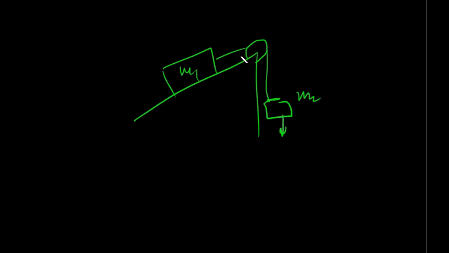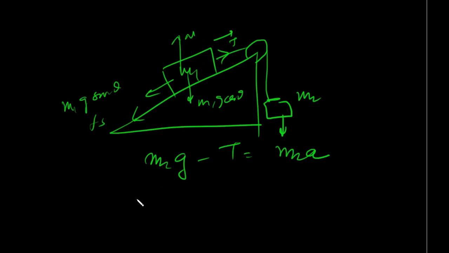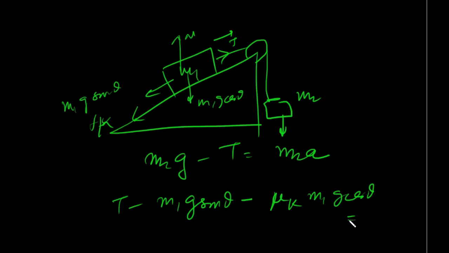Now suppose the blocks are moving. This was m1, this is m2. Now suppose they are moving. So now what will be the acceleration? First equation is m2g minus T equal to m2a. Second equation would be, T is over here, m1g sin theta, this would be Fs, m1g cos theta, and this would be N. So this would be T minus m1g sin theta minus, and this would not be Fs, this would be Fk now, mu k m1g cos theta equal to m1a.